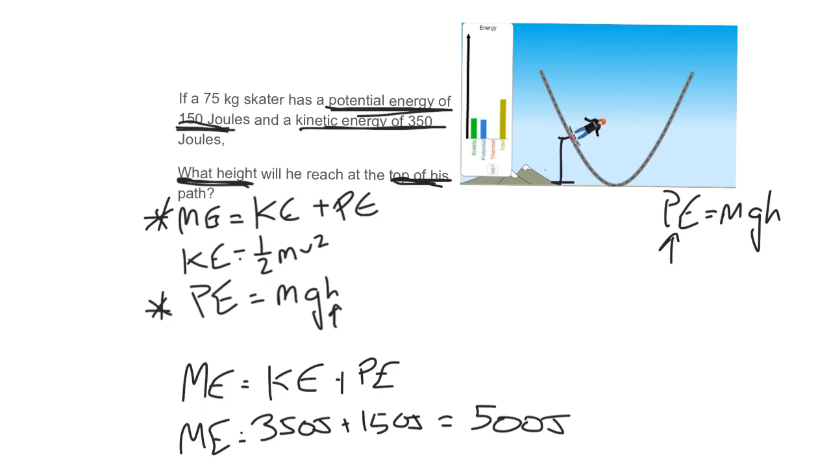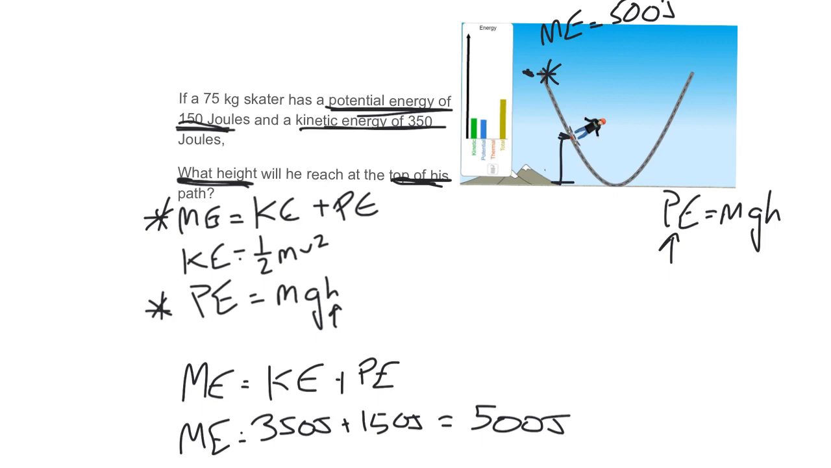Okay, so now what I know is that when he gets up to the top of his path, his mechanical energy is still going to equal 500 joules because energy cannot be created or destroyed. So whatever we have at the start has to be the same amount of energy when he's up here. It might be a different type, which we know is going to be all potential energy, but it has to be the same amount of energy.